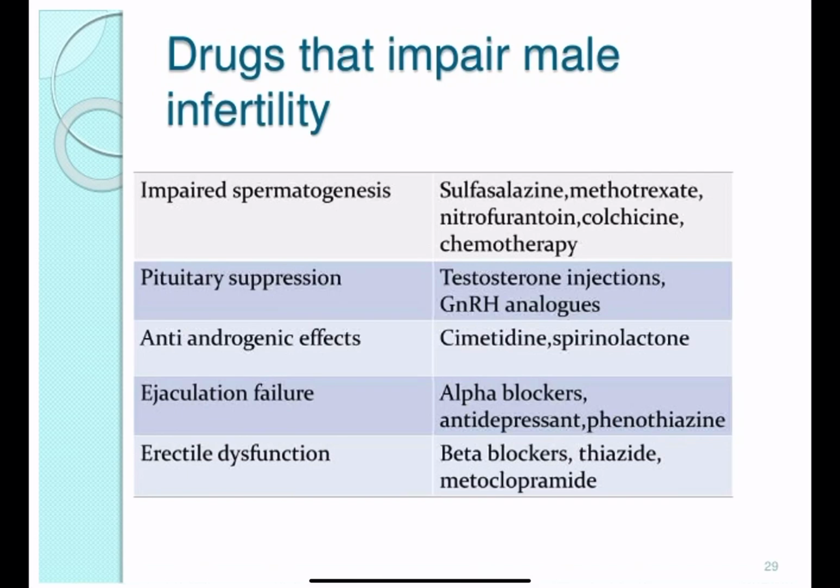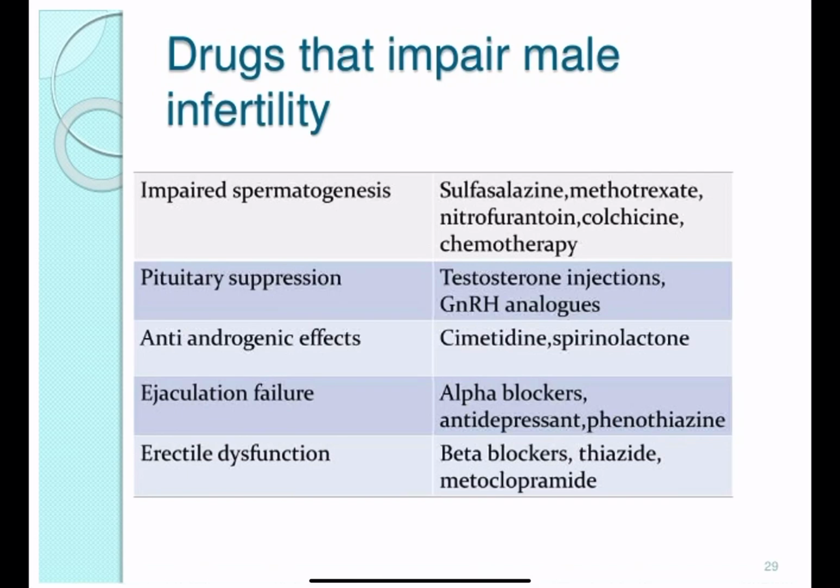Also, we should ask about common drugs like cimetidine, Tagamet, which is used as an antacid, and spironolactone, which is a diuretic. Both of these have anti-androgenic properties and lead to infertility. We should ask about alpha blockers, antidepressants, and phenothiazines. And we should also ask about beta blockers, thiazide diuretics, and metoclopramide, which lead to hyperprolactinemia.